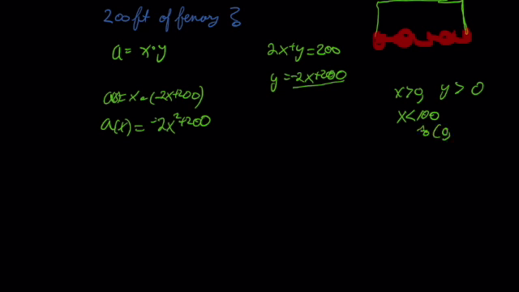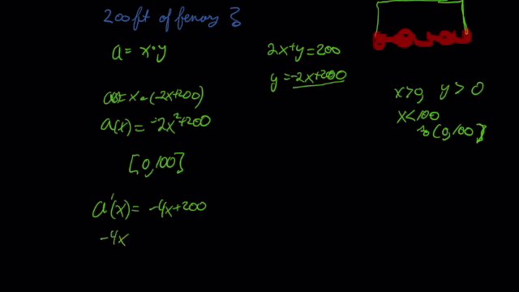So I'm going to take the derivative of my new function for area. I get negative 4x plus 200. I'm going to go ahead and set this equal to 0 and solve for x. That gives me x equals 50. So in order to optimize the area of this garden, I have x equals 50, y equals 100, and my area would be 5,500 feet squared.